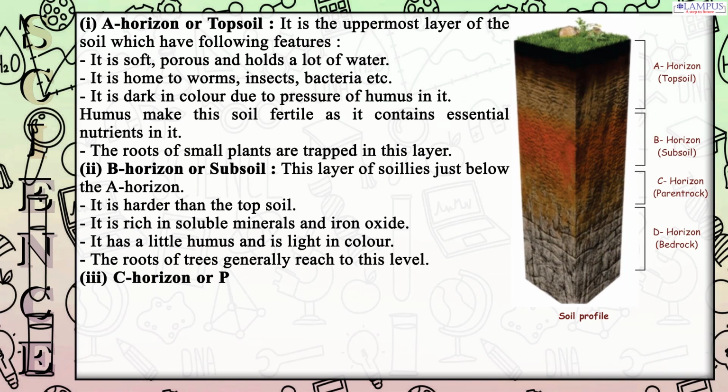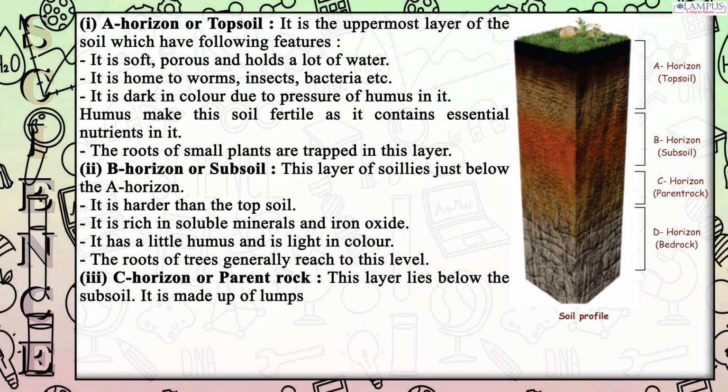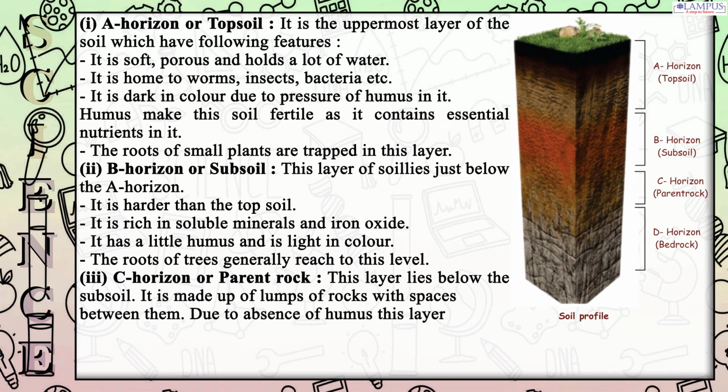3. C horizon or parent rock. This layer lies below the subsoil. It is made up of lumps of rocks with spaces between them. Due to the absence of humus, this layer is not fertile.